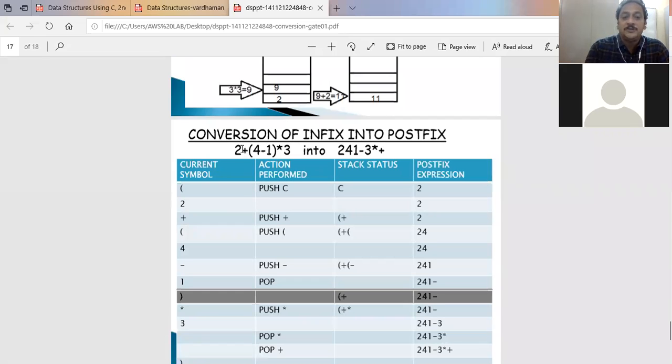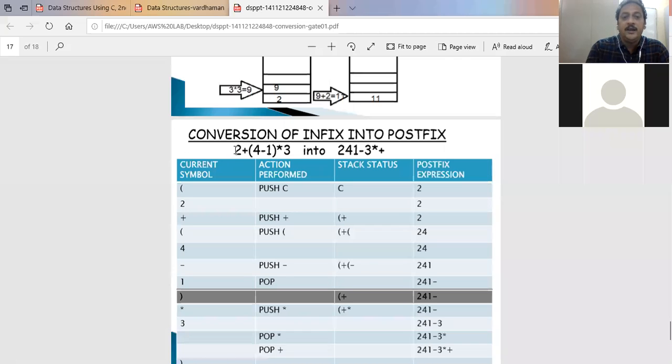Now what is the first symbol in this particular expression? 2, sir. That is 2 plus 4 minus 1 into 3. The first one is 2, so add it to the postfix string. Then the next one is plus. Plus is an operator, so add it to the stack.